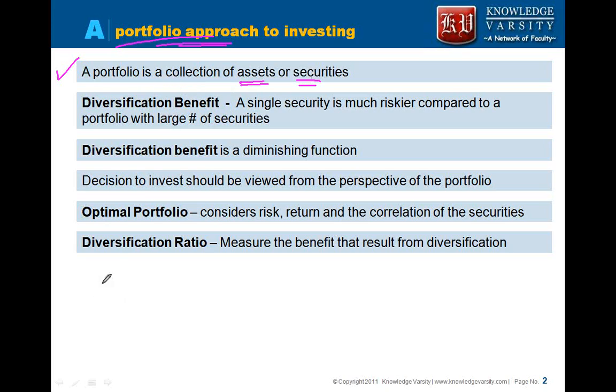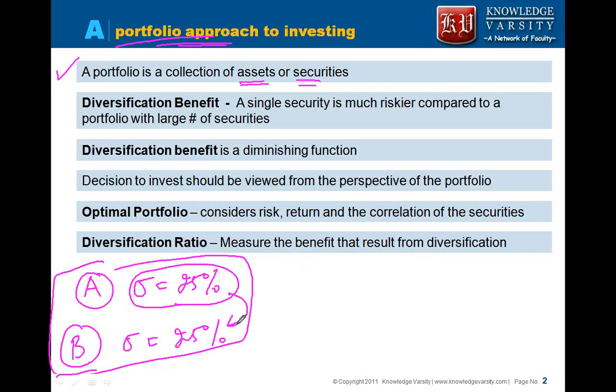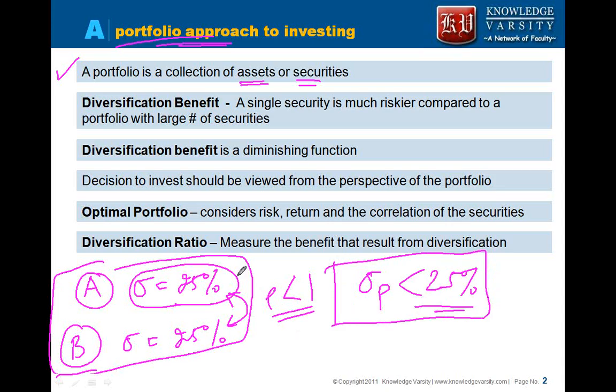Now, I remember we saw in quantitative methods that, let's say, you have an asset A whose standard deviation is 25%, assuming. And you include one more asset B in the portfolio, and let's say the standard deviation of asset B is also 25%. What can be said about the total standard deviation of the portfolio? If the correlation between A and B is less than 1, you will find that the standard deviation of the portfolio will be less than 25%, which is the 25% each asset has individually.